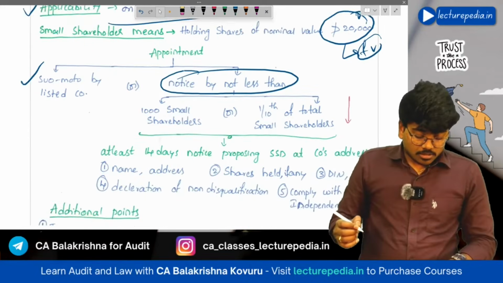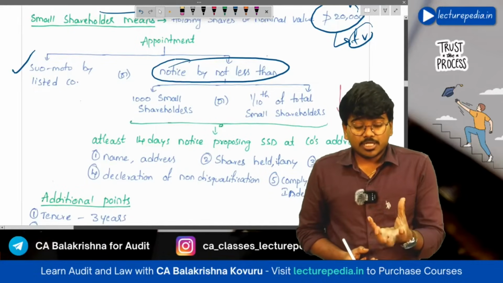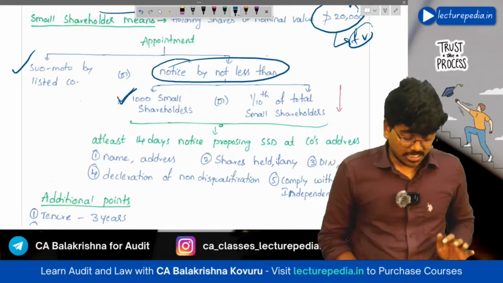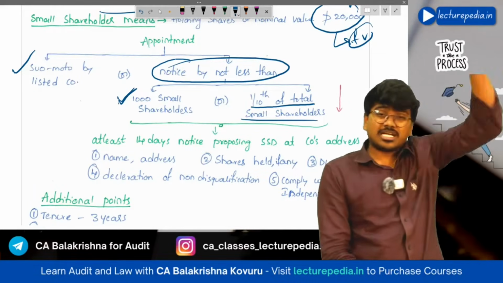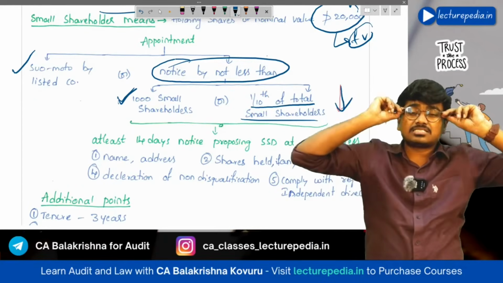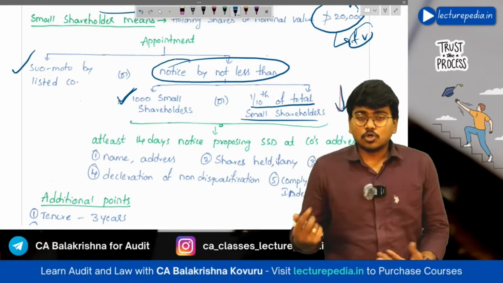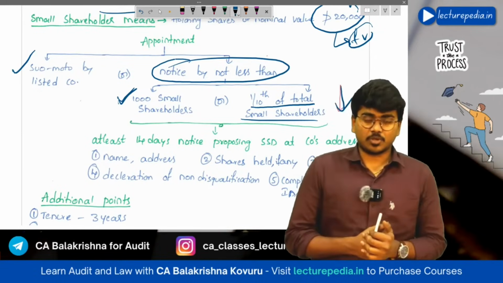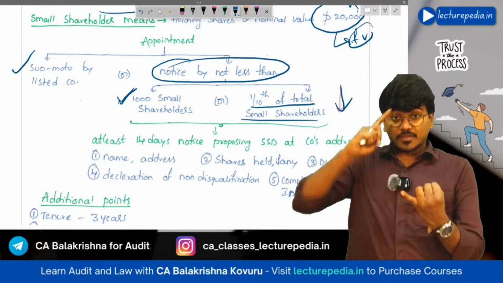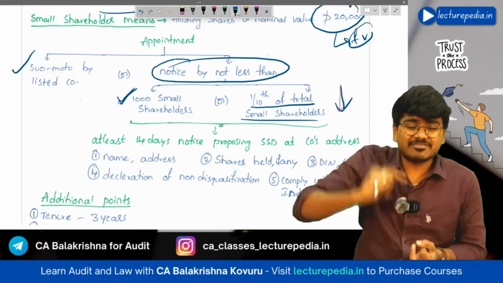Now, how many small shareholders have to give notice to the company for the company to consider this? See, at least 1,000 small shareholders or 1/10 of the total small shareholders, whichever is lower, has to give notice to the company asking it to appoint a small shareholder director. In such a situation, the company will consider the notice given by the small shareholders. So how many small shareholders have to give the notice? At least 1,000 small shareholders or 1/10 of the total number of small shareholders, whichever is lower.